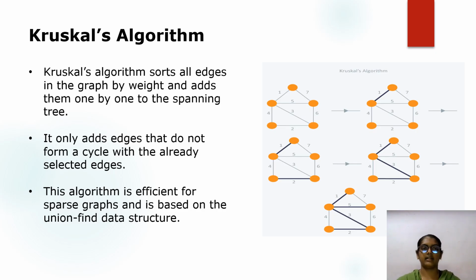Next, another type of approach is Kruskal's algorithm. Kruskal's algorithm sorts all edges in the graph by weight and adds them one by one to the spanning tree. It only adds edges that do not form a cycle with the already selected edges. This algorithm is efficient for sparse graphs and is based on the union find data structure. In Kruskal's algorithm, while we are finding the minimum cost spanning tree, it does not need to form a tree. We can take whichever weight is less, so we'll draw that first.